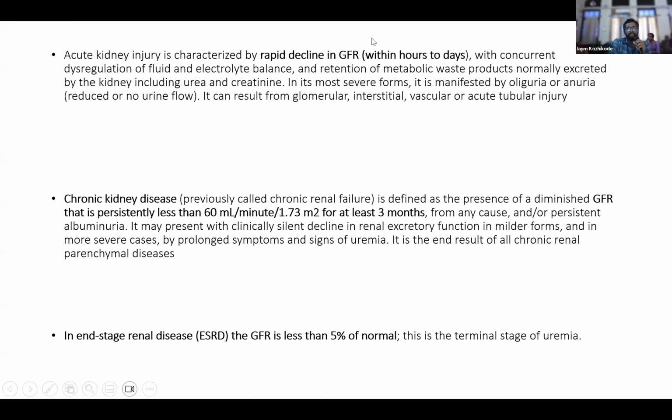And you may also hear various other things like acute kidney injury, which just means a rapid decline in GFR. Chronic kidney disease means the kidney has permanently damaged, GFR is less than say 60 ml for at least a period of 3 months. Okay. And end stage renal disease means the GFR is so low, less than 5% of the normal.